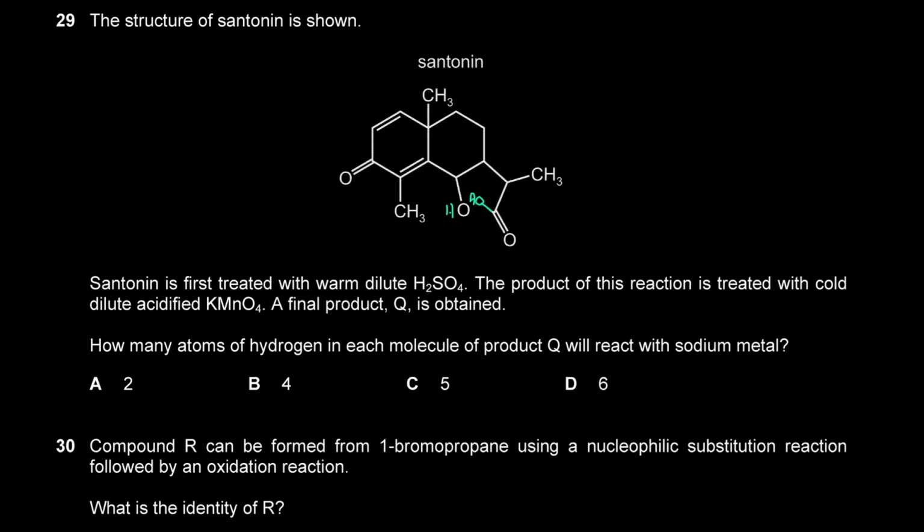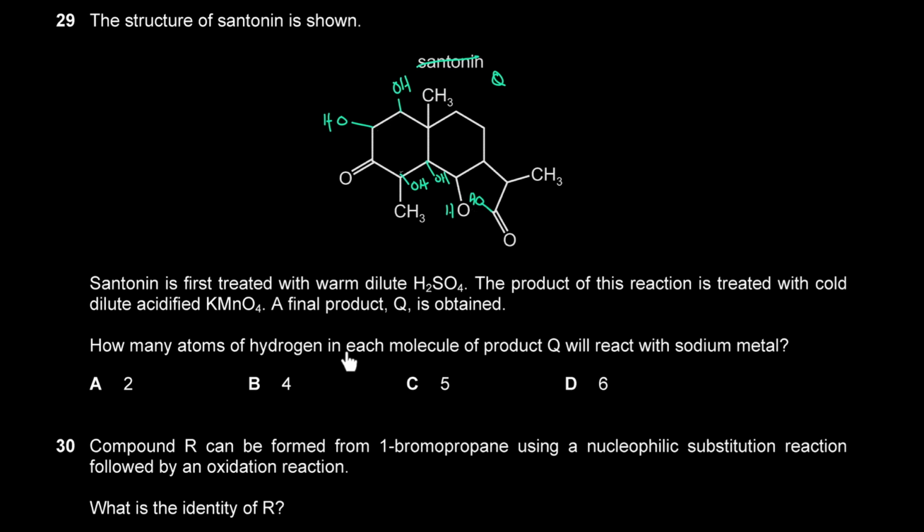What we end up getting is that the pi bond in each of these alkene groups breaks, and we end up getting diols. So we get an OH here, an OH here. We get an OH over here, and we also get an OH over here, right? This is our final product Q. So this over here is our final product Q.